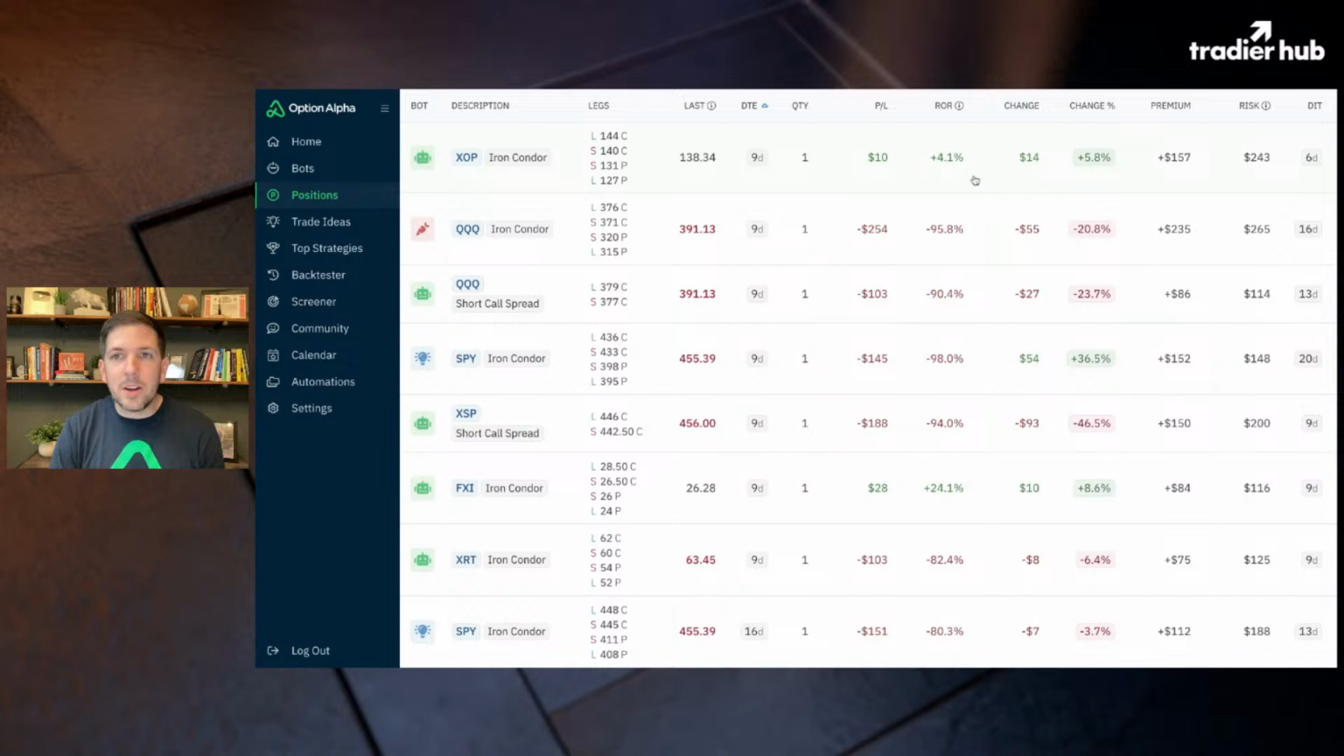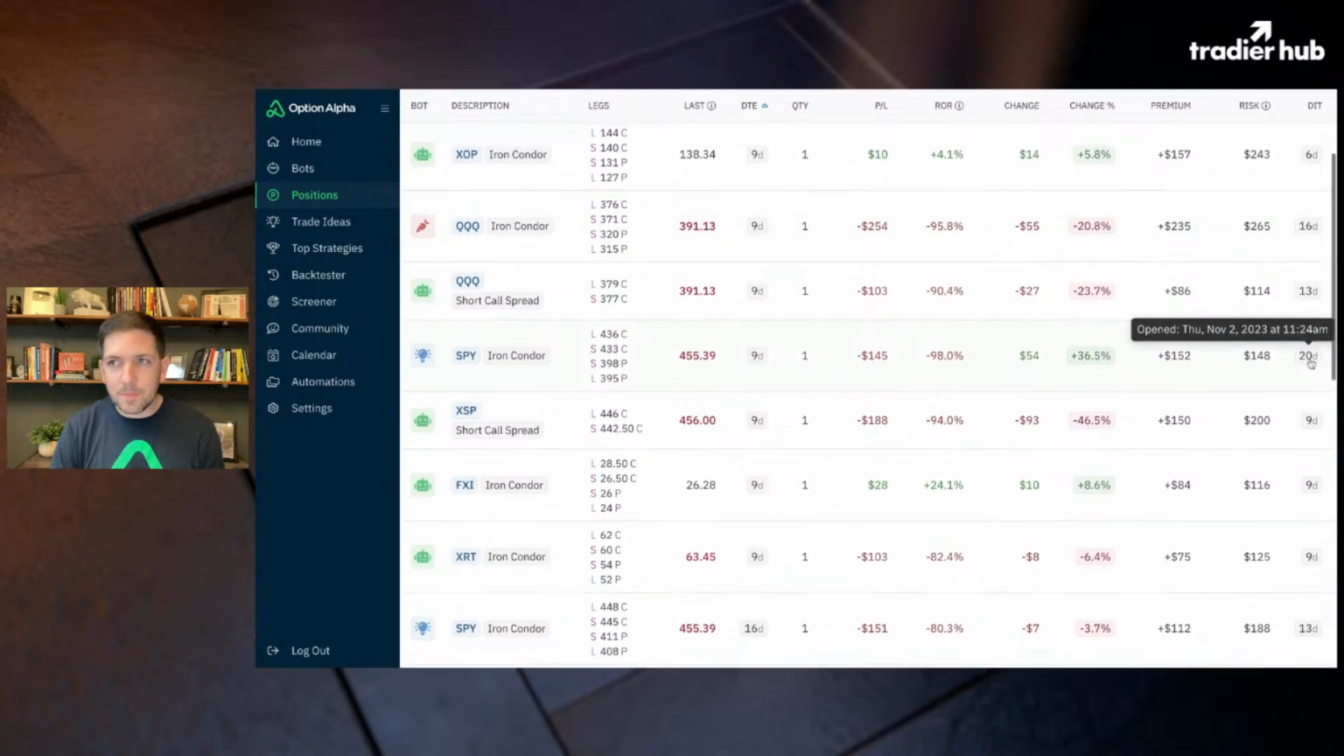So first one here, we'll just take a look at this one. Actually, let's take a look at this one. So this one here is an SPY Iron Condor. I've been in this trade 20 days, okay? We'll look at a couple of them, but it doesn't matter. DIT is days in trade on Option Alpha. I opened this position on Thursday, November 2nd at 11:24 in the morning. So this trade has been open for quite some time.